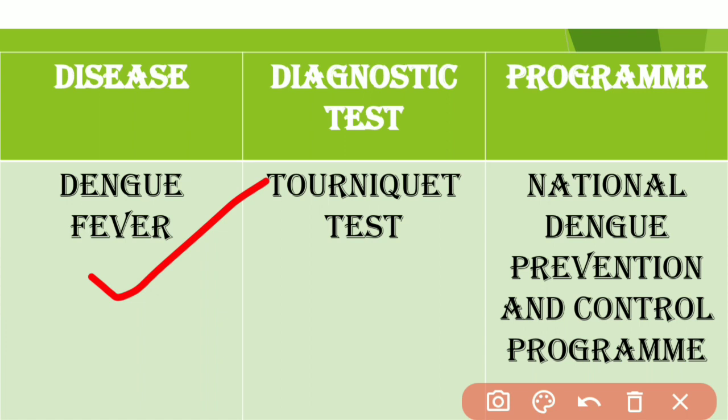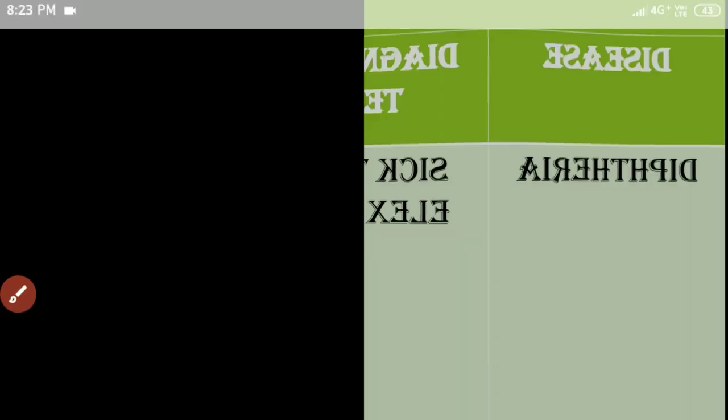Next one is dengue, which is dengue fever, a mosquito-borne viral disease that occurs in tropical and subtropical areas. And the diagnostic test is the tourniquet test. This test is performed to identify dengue fever, and the program is the National Dengue Prevention and Control Program. This program controls dengue fever.